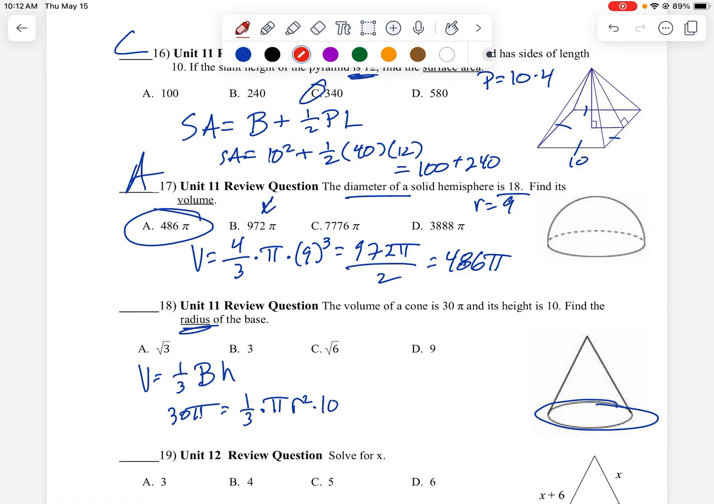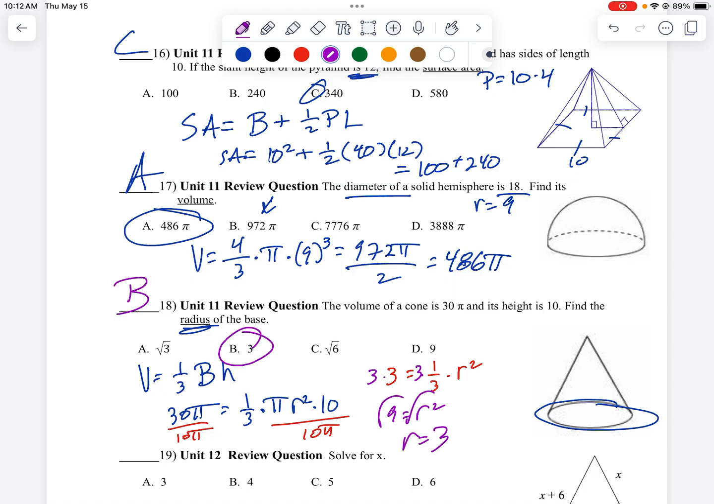I'm going to get the 10 pi out right away. So I have 3 equals 1/3 times r squared. And then to get rid of a third, I multiply by its reciprocal, which is 3. So I have 9 equals r squared. Square root, r is 3. All right, that's 11 to 18. Let us know if you have any questions.